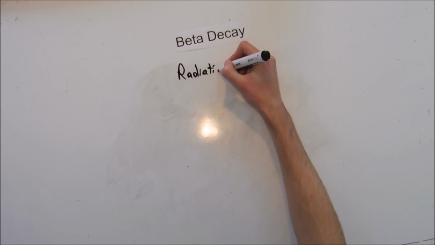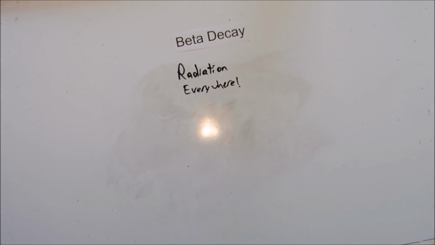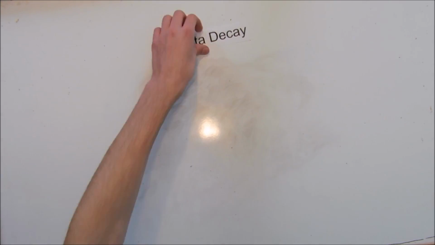Also, you might see beta particles every day. You're exposed to them every day because radioactive materials surround us. For example, they're in our food, in the soil, and in machines. So watch out.